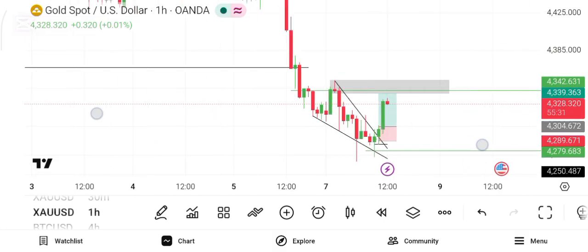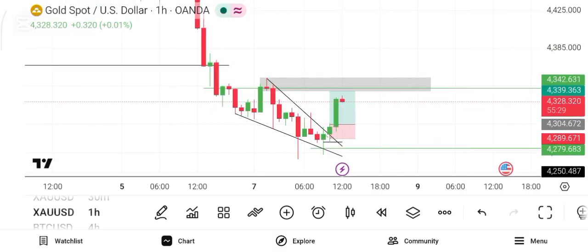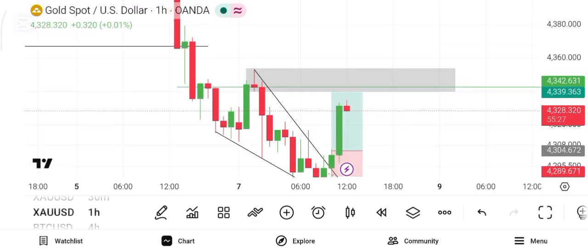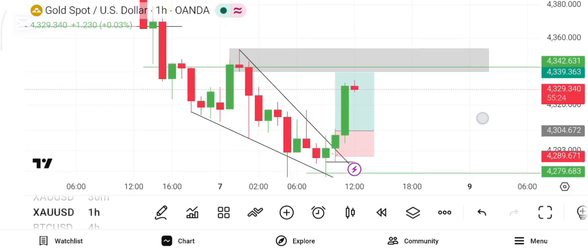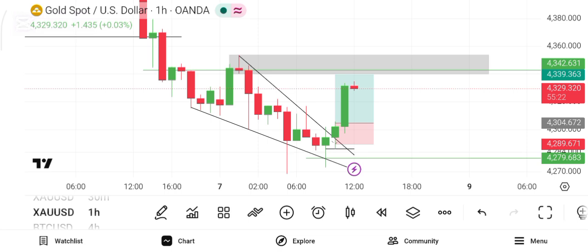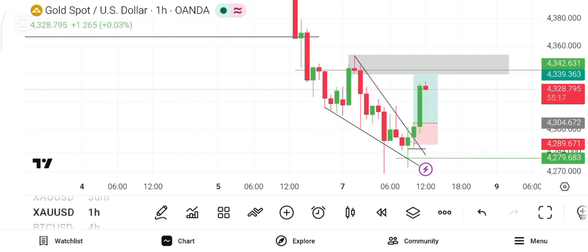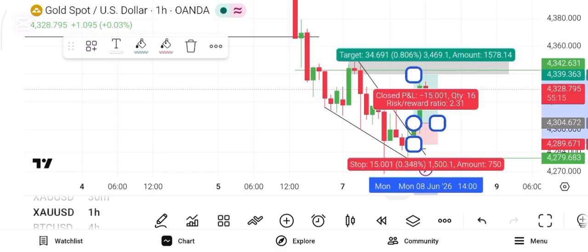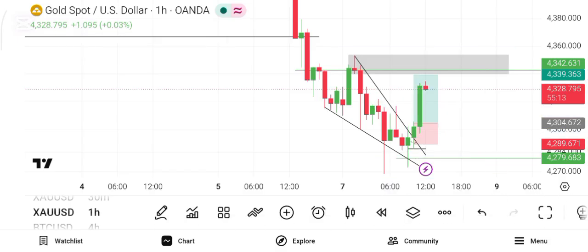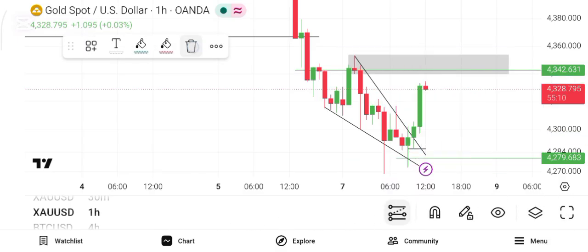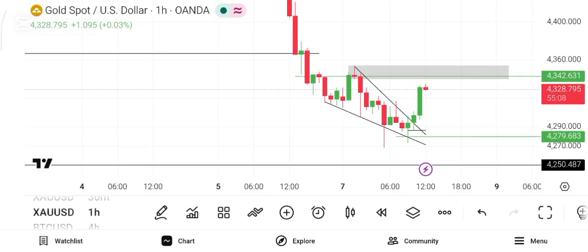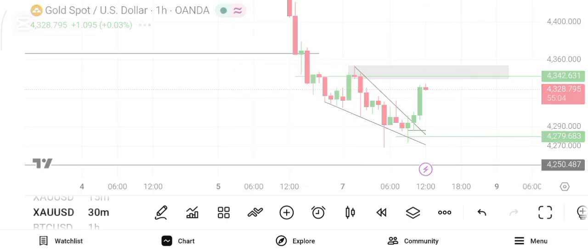So now, let's come down to the 1 hour time frame. Can you see this thing here? I executed this market here. I already closed the trade. But let me show you the reason why I entered this market. Go down to the 30 minutes time frame, and let me show you why I entered the market.